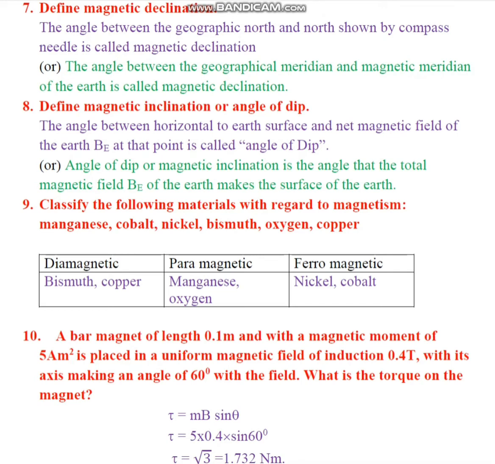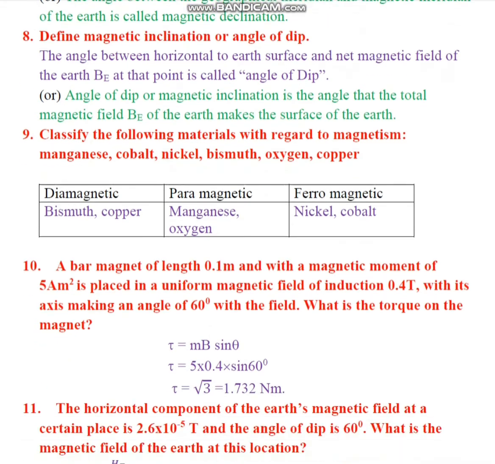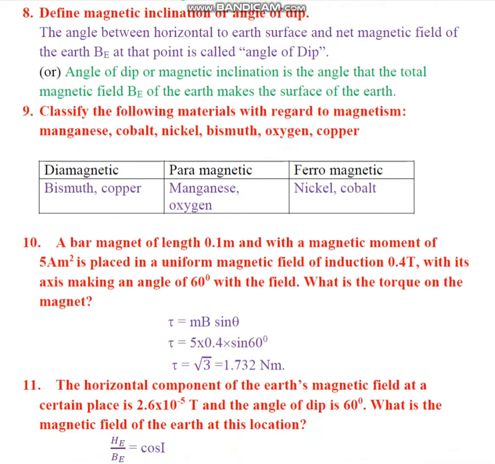And ninth one, classify the following materials with regard to magnetism: manganese, cobalt, nickel, bismuth, oxygen, copper. The diamagnetic materials are bismuth and copper. Paramagnetic materials are manganese and oxygen. Ferromagnetic materials are nickel and cobalt.